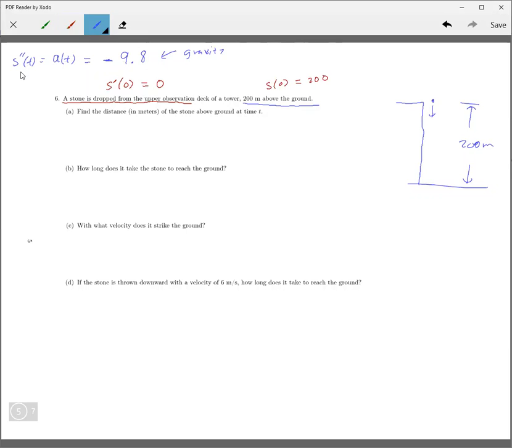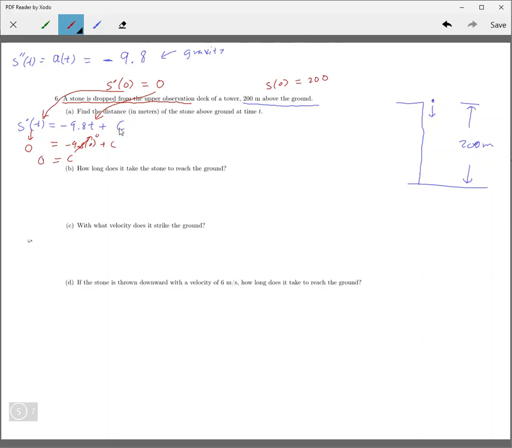Now we have the second derivative is negative 9.8. That means the first derivative is the antiderivative of the second derivative. And so the antiderivative of this is negative 9.8 t plus a constant. Now we know that the initial velocity was 0. So we plug in 0 for t, and that gives us 0. So the first derivative is 0, and negative 9.8 times 0 plus c. Since that's 0 and that's already 0, that means that c has to be 0.